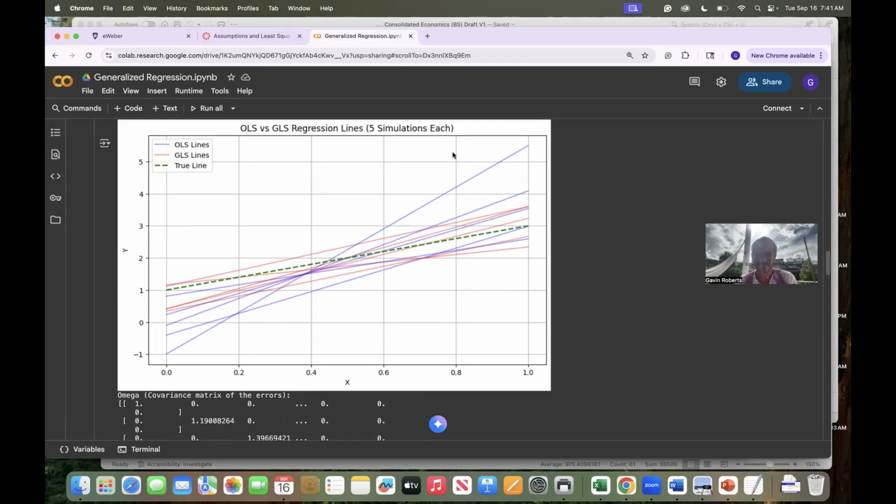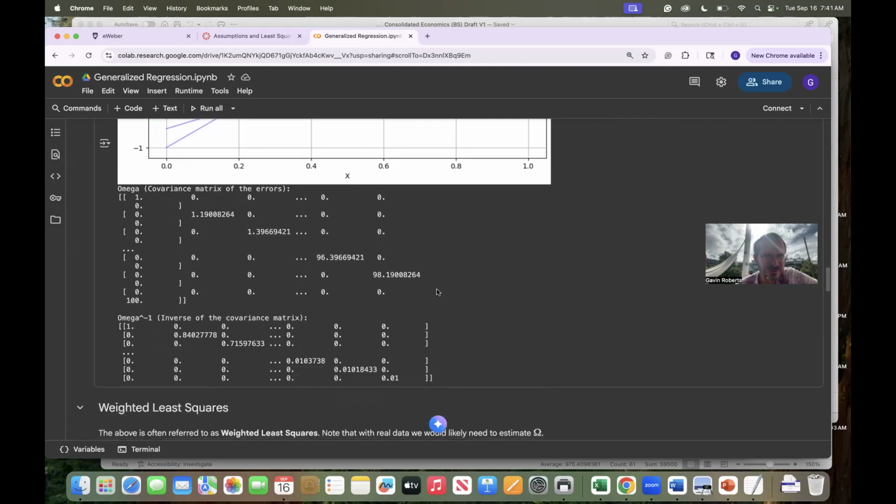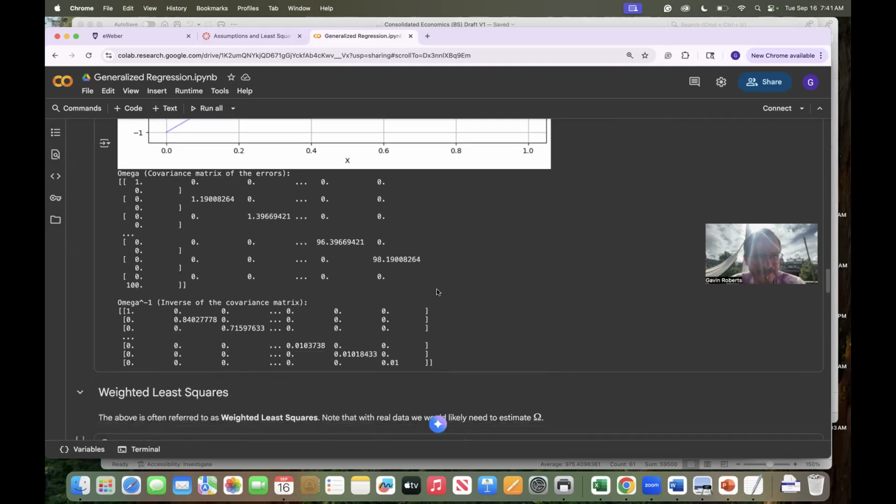So that visually shows us what's going on. If we average over these red line estimates, we're going to get, honestly, sorry, I shouldn't say that. If we average, we'll probably get similar averages. But if we look at the variance of the slope estimates, those are clearly going to be larger under the blue lines than under the red lines. And now we can look at this omega covariance matrix of the errors. The way I set it up is that the first observation just has a variance of 1, and then I have the variance increasing down the diagonal.